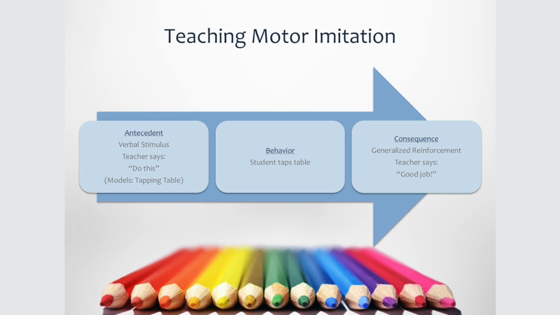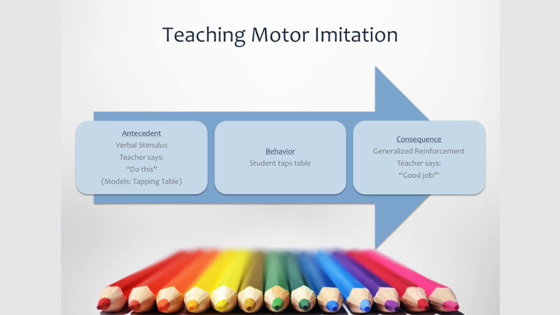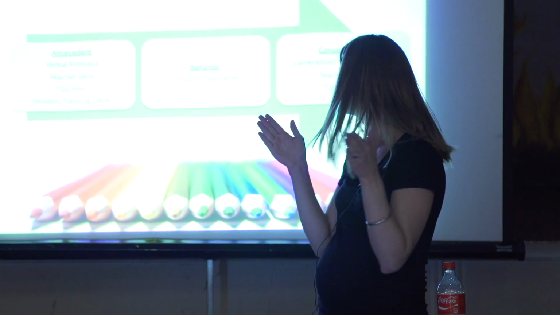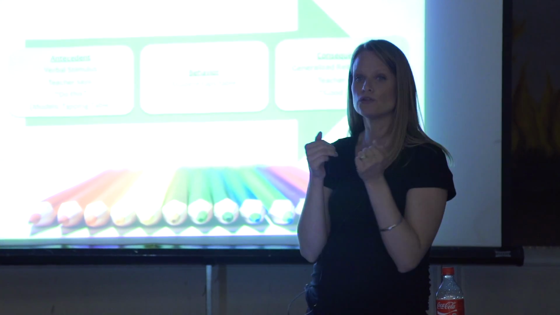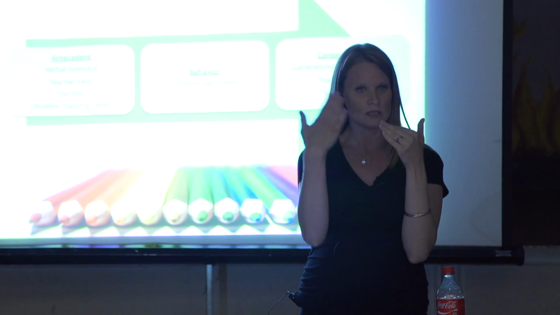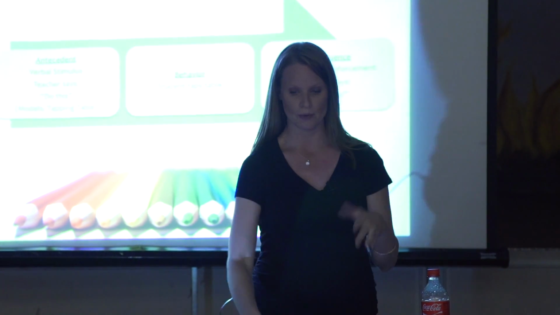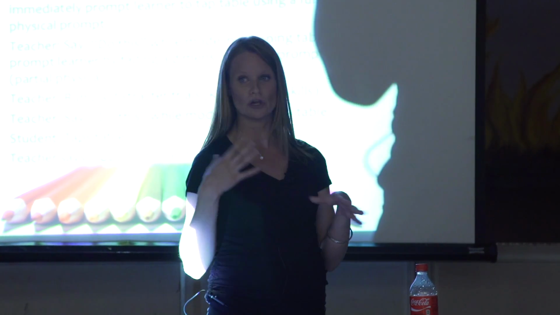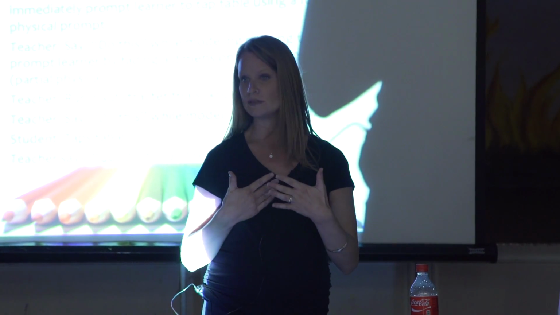Dan, come here. So we have motor imitation. So the verbal stimulus is "do this." Well, I'm going to do this one. Okay? The behavior is the student then claps the hands, because that's what I just said. And then the consequence is great job. Okay? So that generalized reinforcement again. So the way that you're going to teach this is you're going to use full physical prompt, fade an aspect, and go to a partial physical prompt.